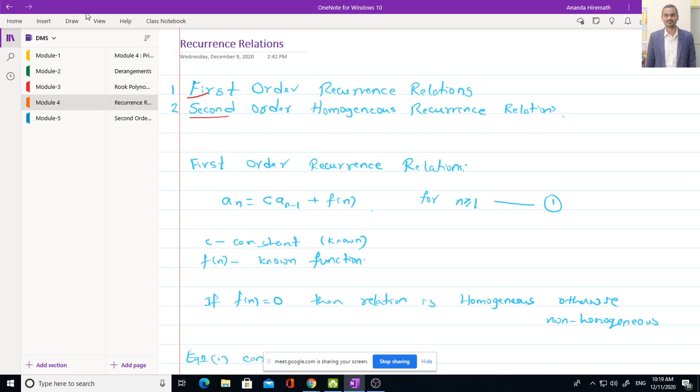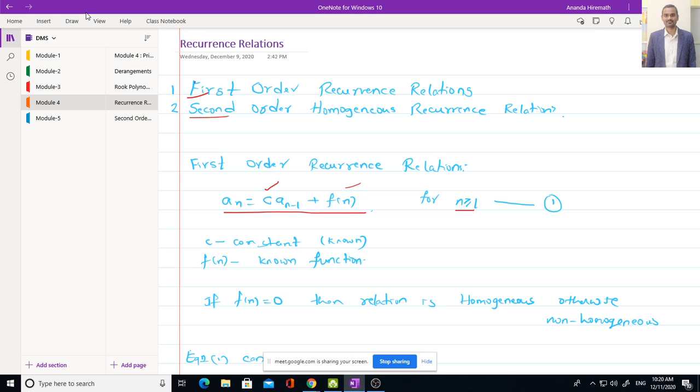Now I am going to discuss first order recurrence relation. Consider an equation a_n = c a_{n-1} + f(n). So this is a first order recurrence relation, and the important thing is that n is greater than or equal to 1, where c is a known constant and f(n) is a known function.